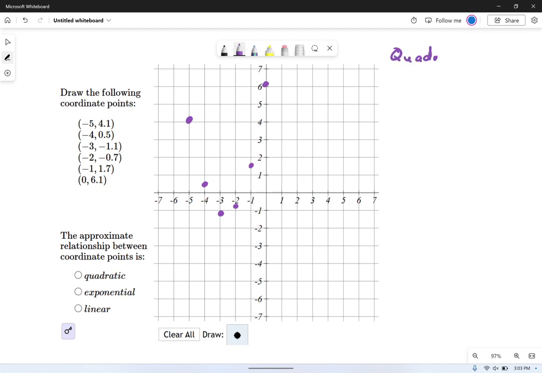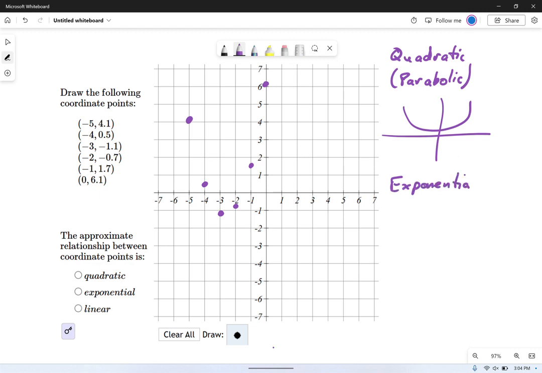A quadratic function, which you might also recognize by this word parabolic or a parabola, basically looks like this. Something like a U shape. It could be upside down, could be sideways, but that's what they look like. And then exponential functions look kind of like this. So they start kind of flat and then all of a sudden shoot up, kind of like COVID cases a couple years ago.